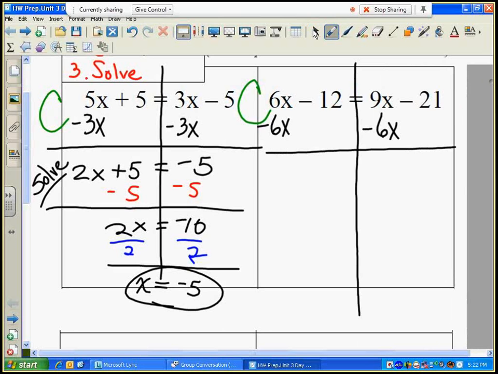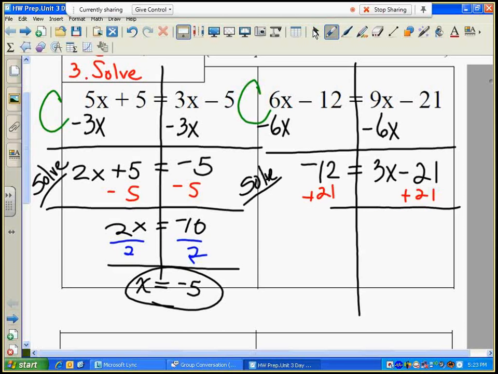So I have a minus 12 left over on the left side. I've got 3x minus 21 left over on the right side. I've collected my variables over to one side. Now it is time to solve. So look, reader, I'm going to be solving. Add or subtract away first. Tug of war here. 21 wins by 9.